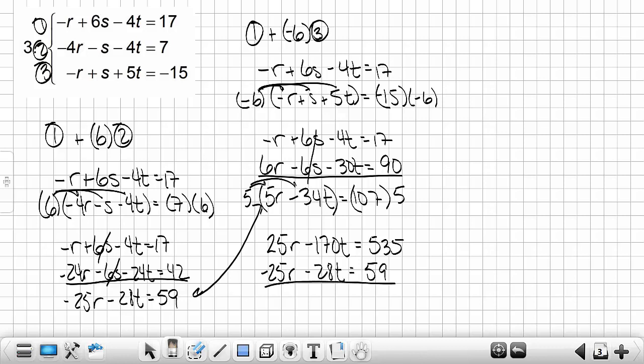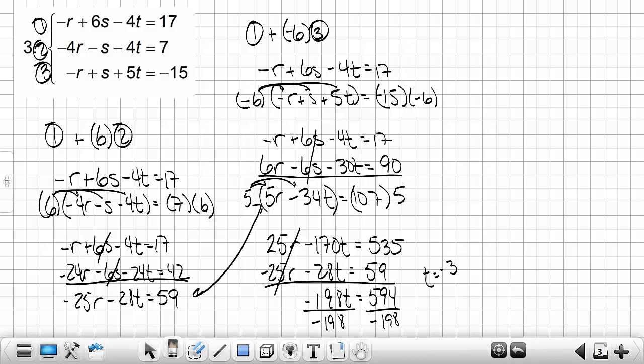I'm going to add these. My r's cancel. I get negative 198t is equal to, what is that, 594? And I have no idea what 594 divided by 198 is. I'm going to guess negative 3, but let's double check with a calculator. 594 divided by 198, it's a 3. So I'm going to divide both sides by negative 198, and I get t is negative 3. Great.